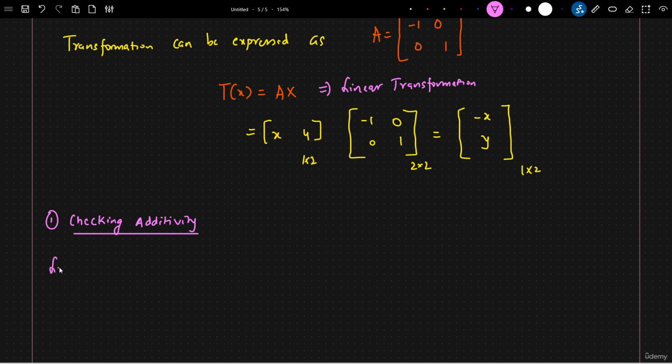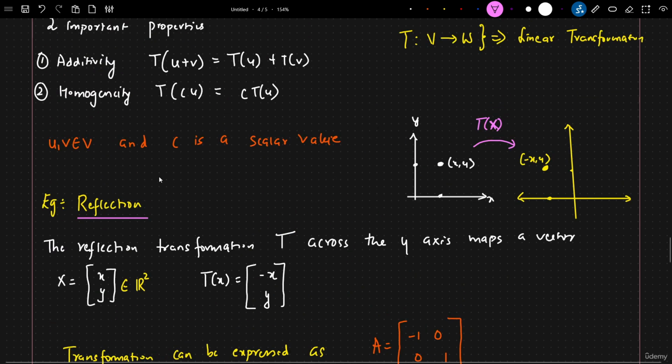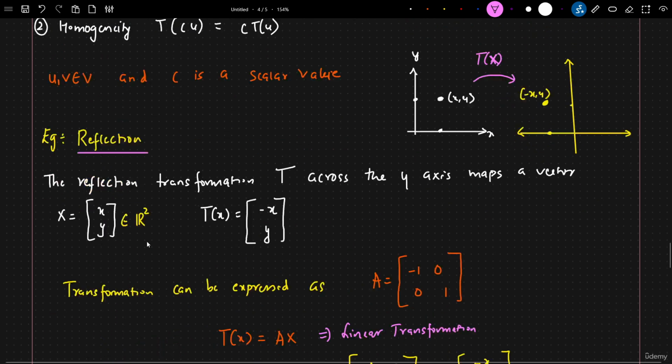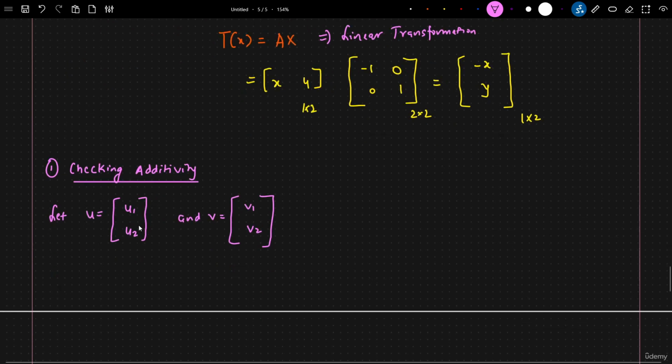Okay, now let's consider over here. Let's say that my vector u is denoted by u1, u2. And my vector v is basically denoted by v1 comma v2. Because as I said, u comma v belongs to V, and every vector u is denoted by u1, u2 and v1, v2. Let's consider these two vectors, and they belong to R square.